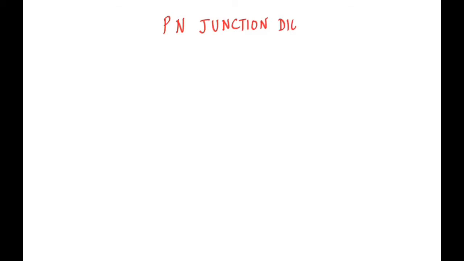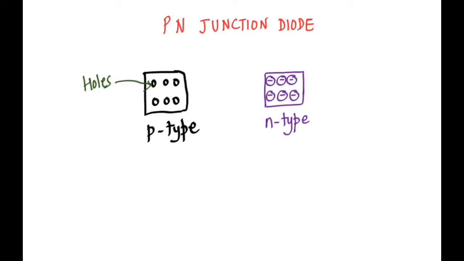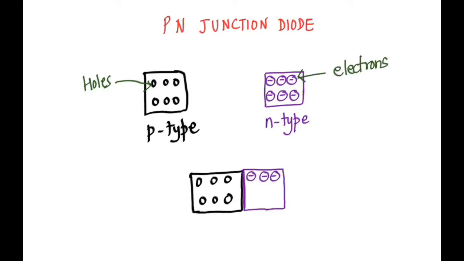PN junction diode. Let's see how PN junction diodes are constructed. So a p-type semiconductor is taken, which has extra holes, we know that, and an n-type semiconductor is taken, which has extra electrons. Then we combine them together and we can see that we find a junction in between the p-type and n-type semiconductor, which are joined together.